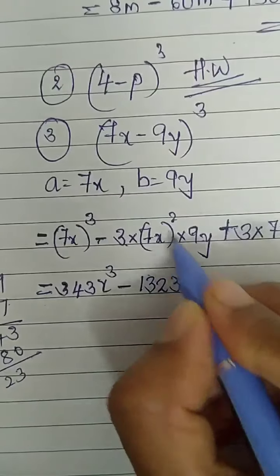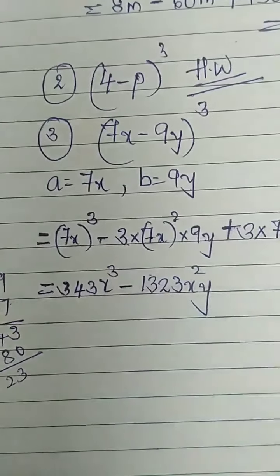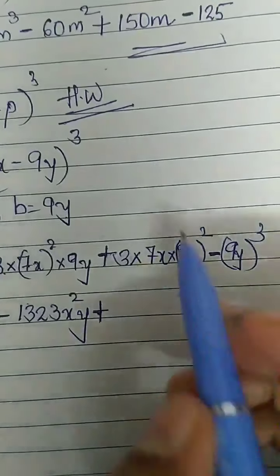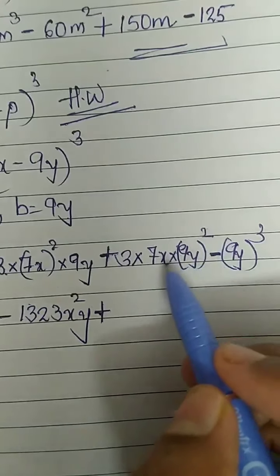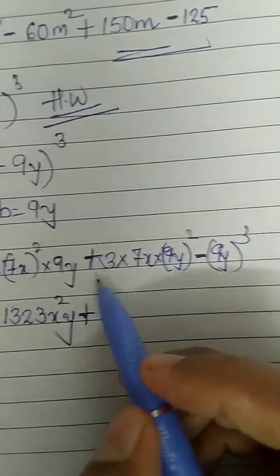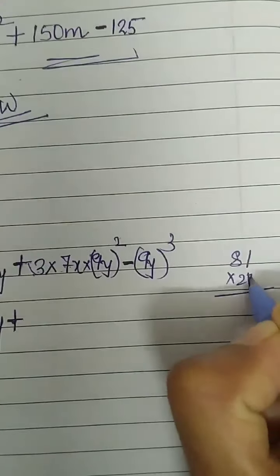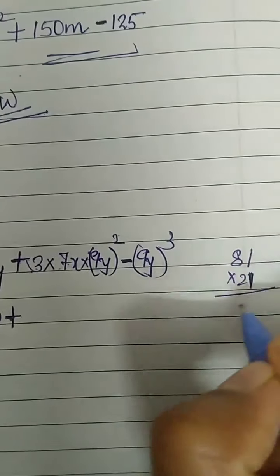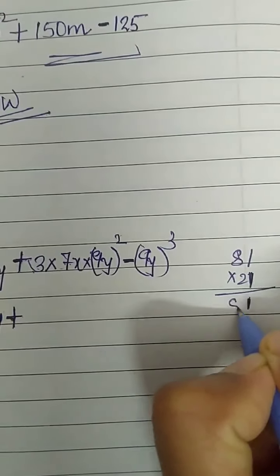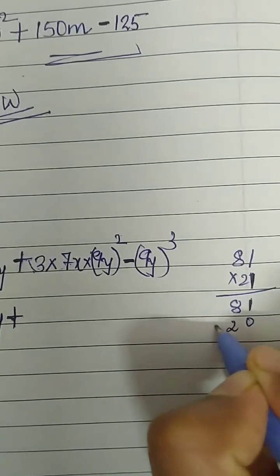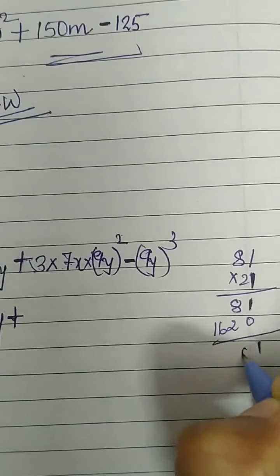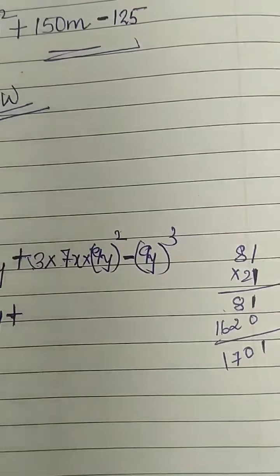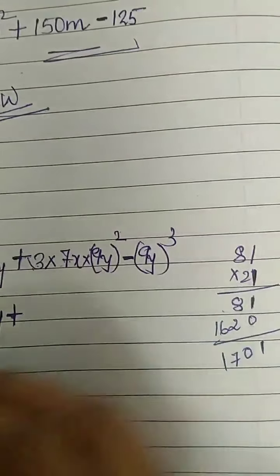x²y. Now this part, plus sign. 9 square is 81. 81 into 3 sevens are 21. So I'll do the 7 threes are 21. Let's multiply. 1 ones are 1. 8 ones are 8. 0. 2 ones are 2. 8 twos are 16. 1701. Correct, no? My calculation. You also do. I may go wrong in between.